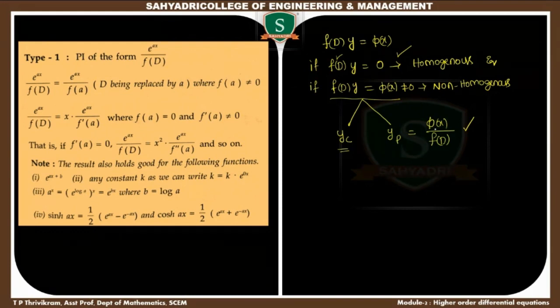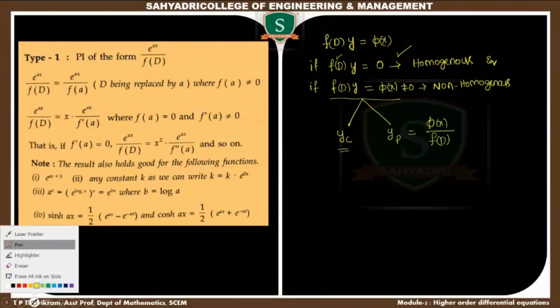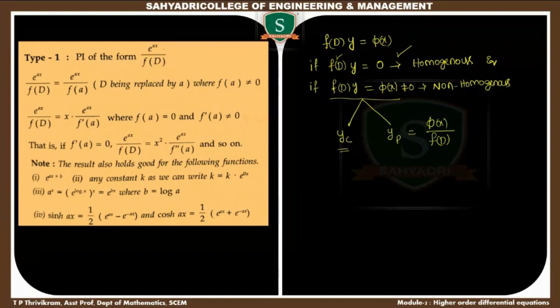Again, we have different methods for solving such equations. The first method is when the right hand side has an exponential function: when phi of x is an exponential function, we have type 1 equation. Whenever we get sine or cos, that is the second type. Like that, for different functions of phi, we get different methods for solving non-homogeneous equations.